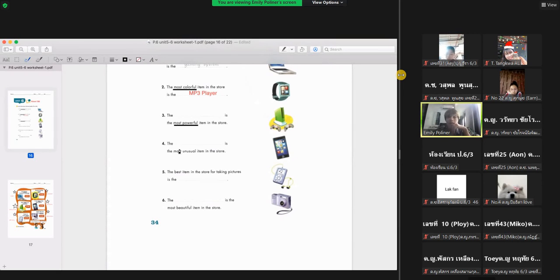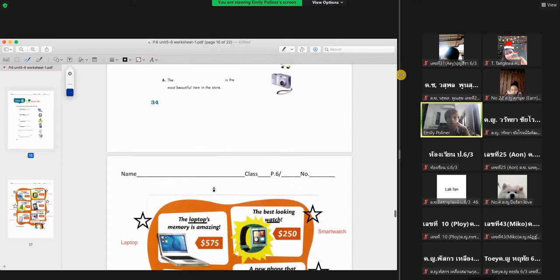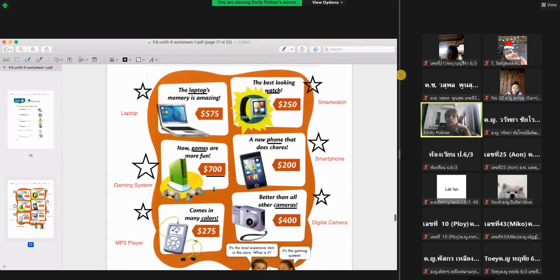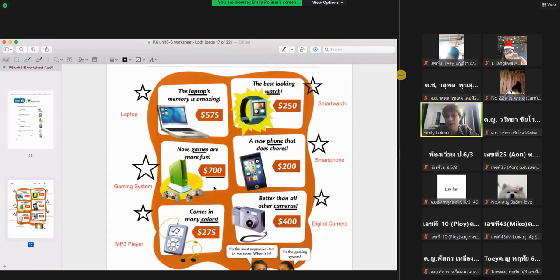The blank is the most unusual item in the store. Most unusual. Which one is kind of weird? We wouldn't find it everywhere. We can find a laptop anywhere. We can find a smartwatch anywhere. We can find a gaming system anywhere. But a phone that does chores, that's pretty unusual. Do you think it could be the smartphone?